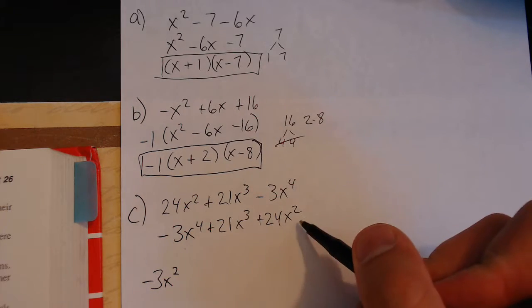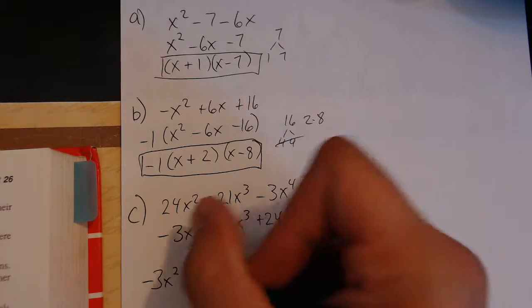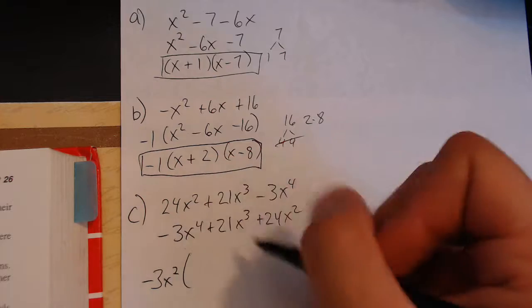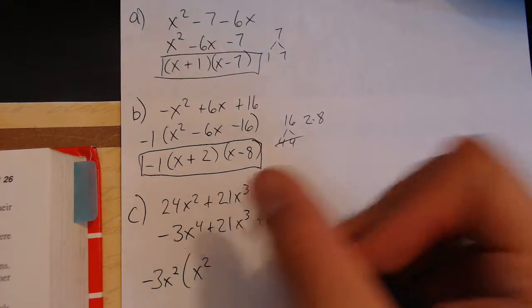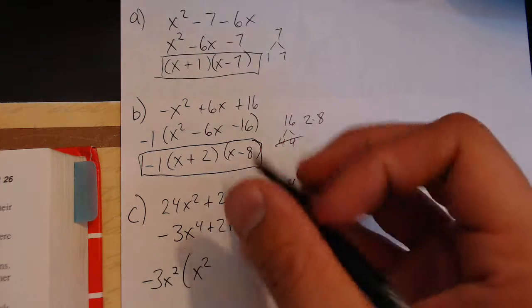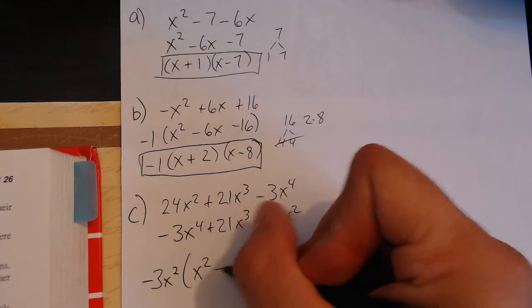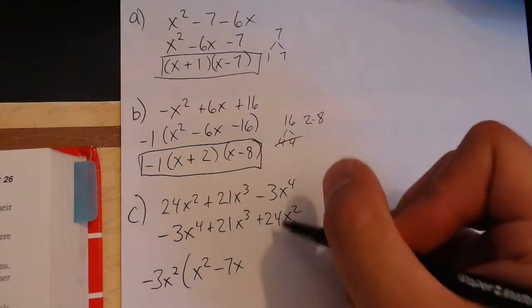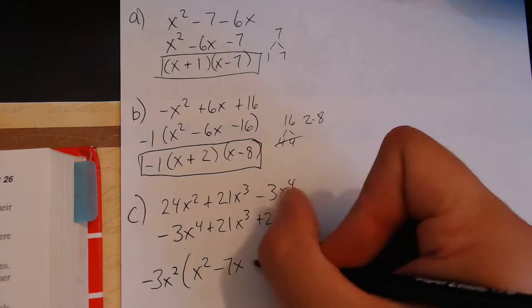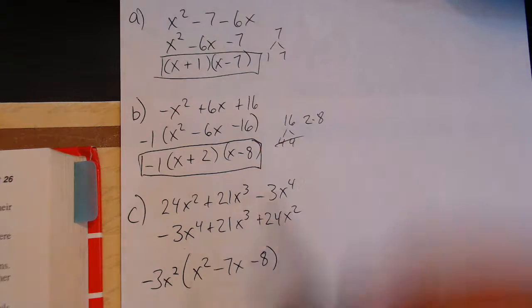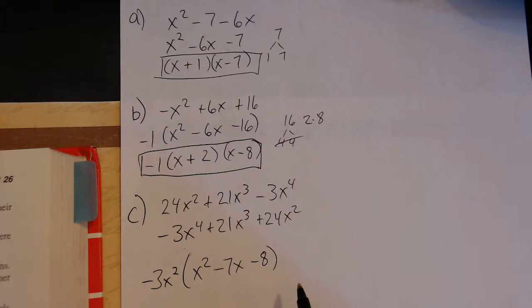And then I can pull 2 x's out of each of these. So if I divide each of these by -3x squared, that becomes x squared. That becomes -7x. And that becomes -8. So now I've got this new polynomial to work with.